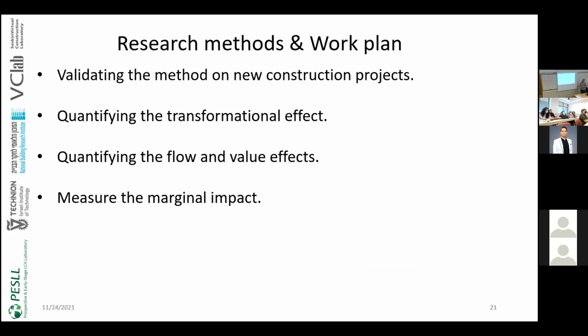The last step is validating the method on a new construction project. So in this step, we need to apply the new method on a new construction project in order to quantify different things. We need to quantify the transformational effect, quantify the flow and value effects, and to measure the marginal impact of applying the transformation, flow and value, and to see how much improvement occurred due to implementing the flow and value.